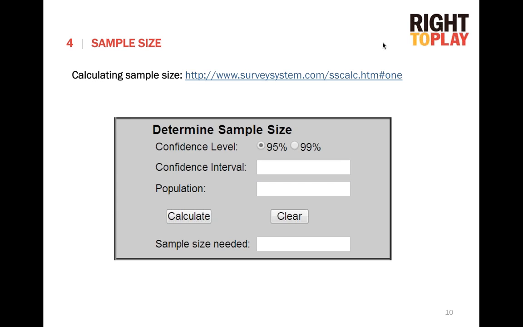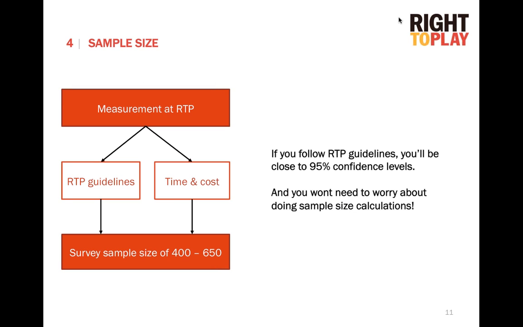And just as an example, this is the one that we use at Right to Play, www.surveysystem.com. What you do is you just plug in your information and then you hit calculate and it'll give you your minimum sample size. But don't get too hung up on the sample size calculations, because if you follow the Right to Play guidelines, you'll be close to the 95% confidence levels, and you won't need to worry about doing the sample size calculations.